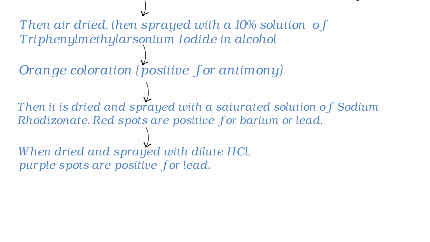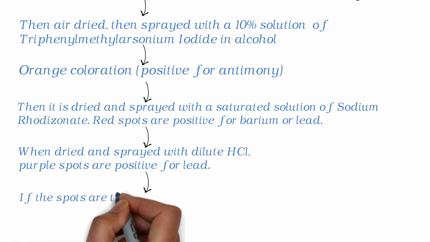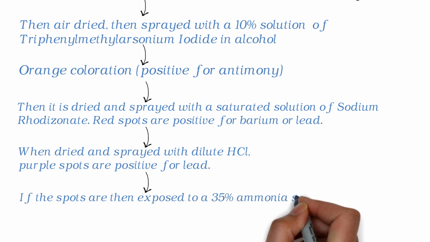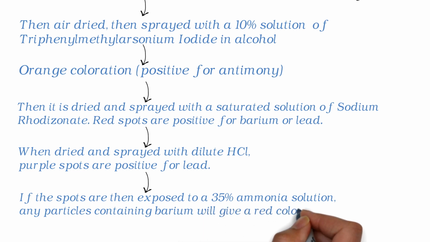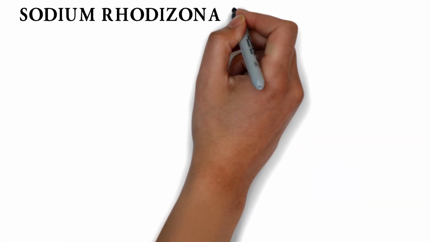If there is no change of color, then the presence of barium is indicated, which can further be confirmed if this paper is further air dried and treated with a 35% solution of ammonium, when any particle containing remaining barium will give red color. The next test, which is used for the purpose of identifying the presence of lead in the case of gunshot residue, is the sodium rhodizonate test or tri-spot test.